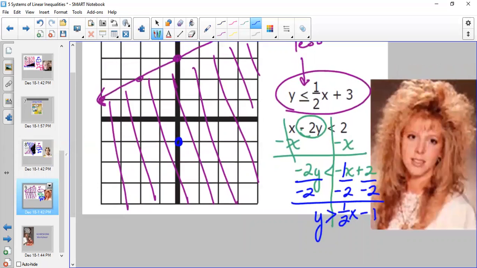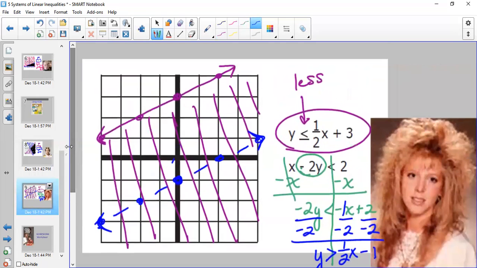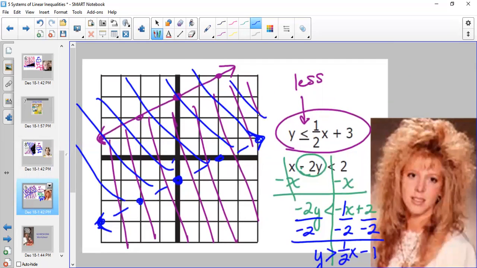All right, so let's graph this last one. So go down 1, up 1, right 2, up 1, right 2, or down 1, left 2, down 1, left 2. It is not equal to, so that means dotted. And greater than means we're going to shade above. So if I was shading above this line, and then we always ask ourselves, well, where did these two graphs overlap? Well, the purple one was going down, the blue one was going up. They overlapped right in the middle.